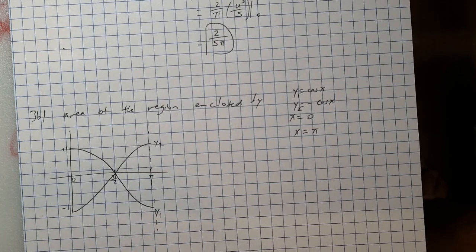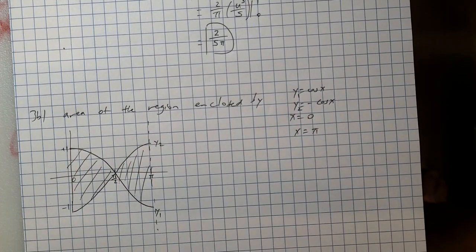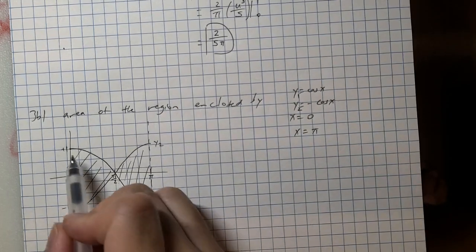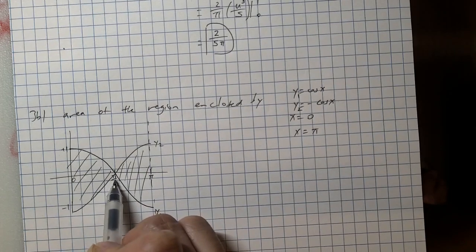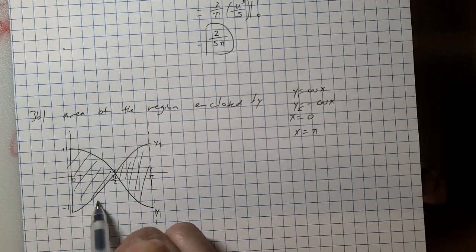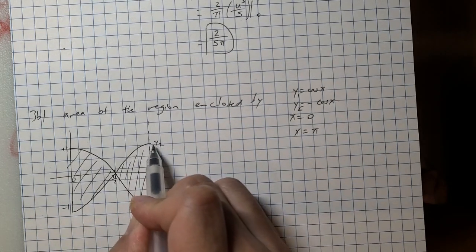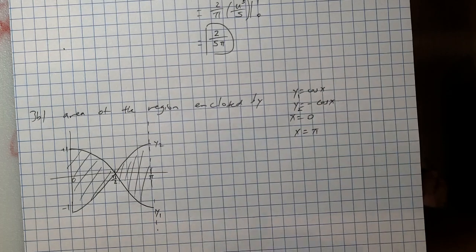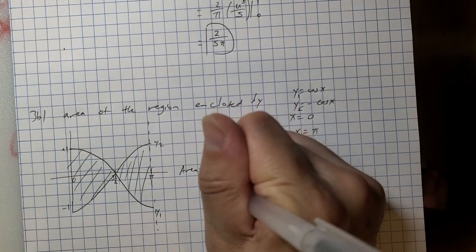How to do this? So we have to find this region and this region. Remember, area between curves is upper curve minus lower curve. The tricky part here is upper curve is y1 up to pi over 2. Lower curve is y2 up to pi over 2. And then they switch. After pi over 2, upper curve becomes y2. Lower curve becomes y1. That's the trick here. So for the area, we have to set up 2 integrals.